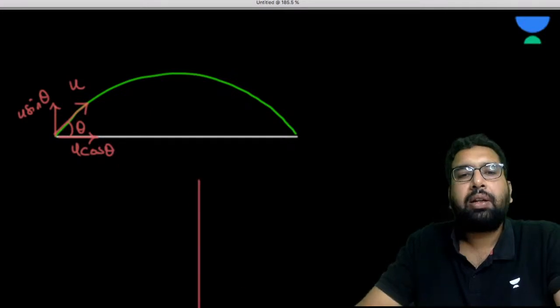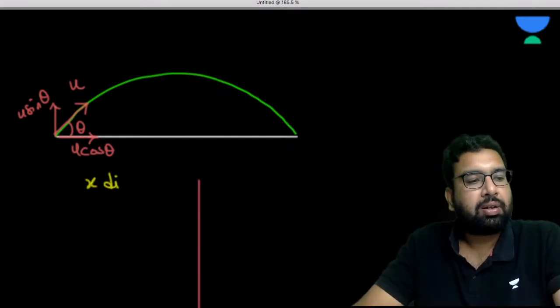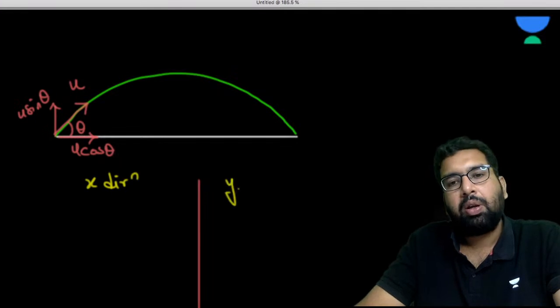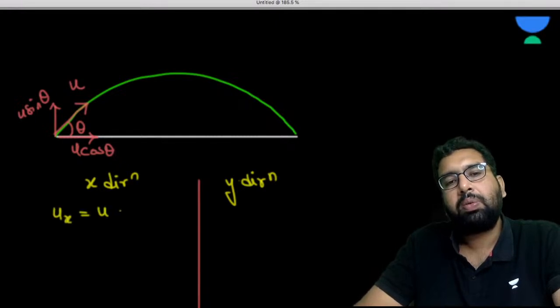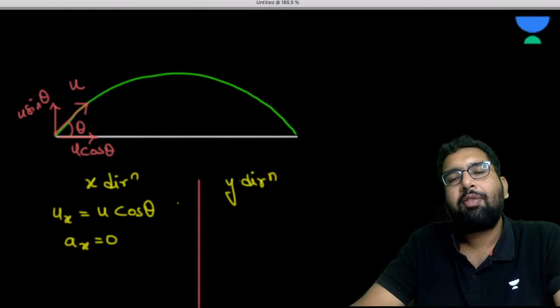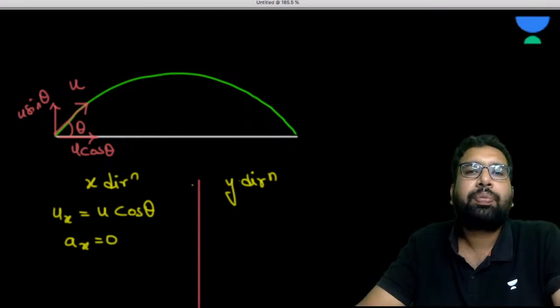When we separate this motion into x direction and y direction, what is the initial velocity in the x direction? It is u cos theta. What is the acceleration? There is no acceleration in the x direction.